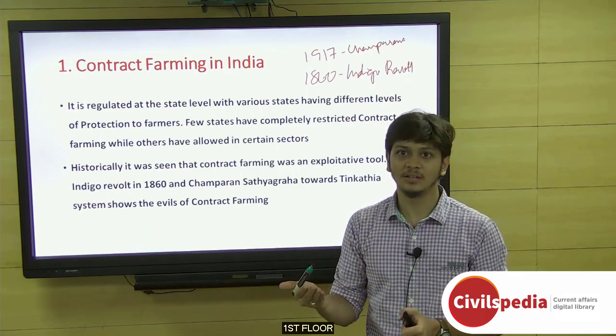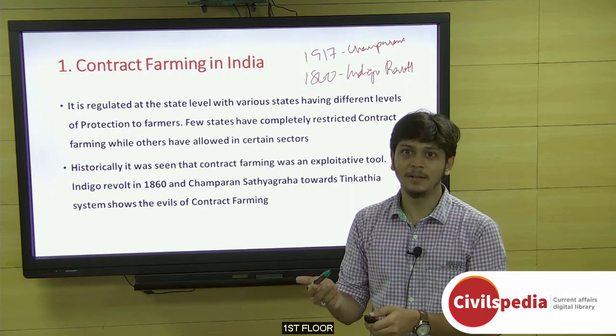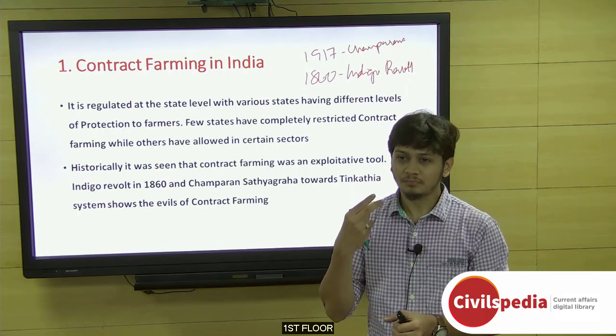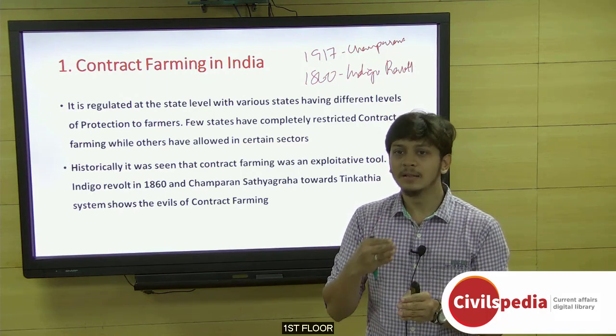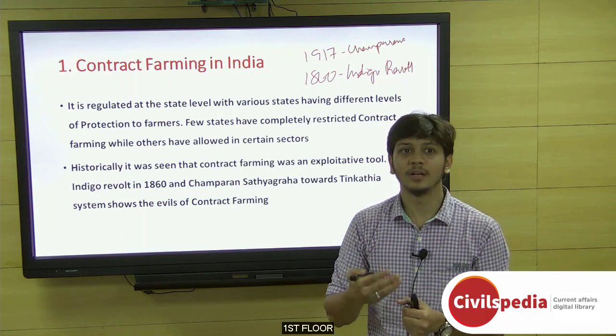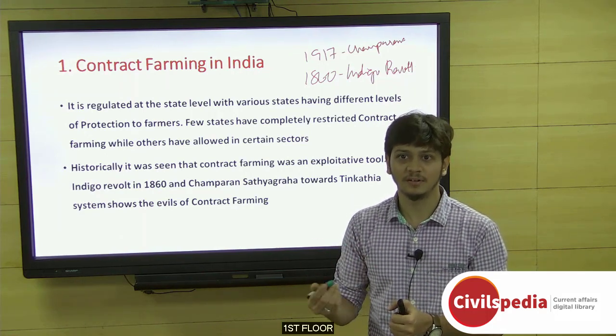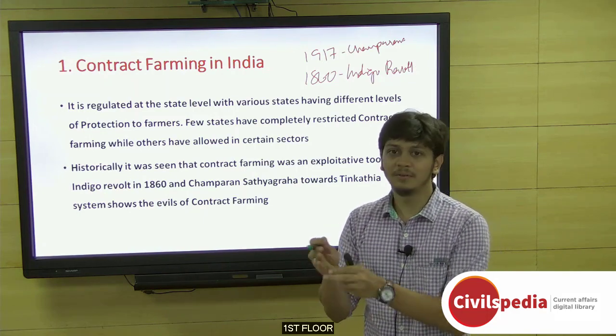PepsiCo started their own ketchup company in Punjab, and they started contract farming in Punjab, whereby they used to procure the tomatoes which are essential for their ketchup organization. Then again, many agro-based industries came up in India, such as various chips manufacturing industries, etc. So these industries started having agreements with these farmers.